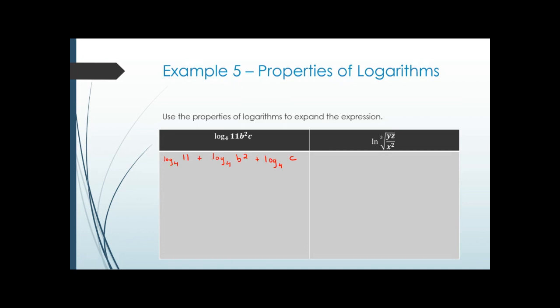The next step is to take all of your exponents and put them down in front. So that means I have log base 4 of 11 plus 2 times log base 4 of b plus log base 4 of c. Once I've done that, there's nothing more that I can do. I'm expanding, I'm not trying to evaluate, so I'm not going to simplify by using change of base on the log base 4 of 11 or anything. I've expanded it out, I've made it bigger. So that's what we need to do.